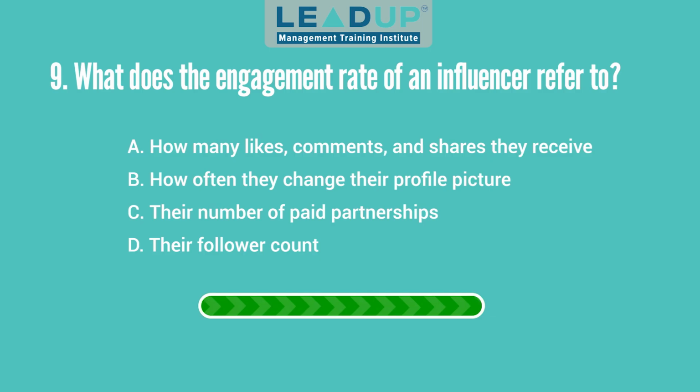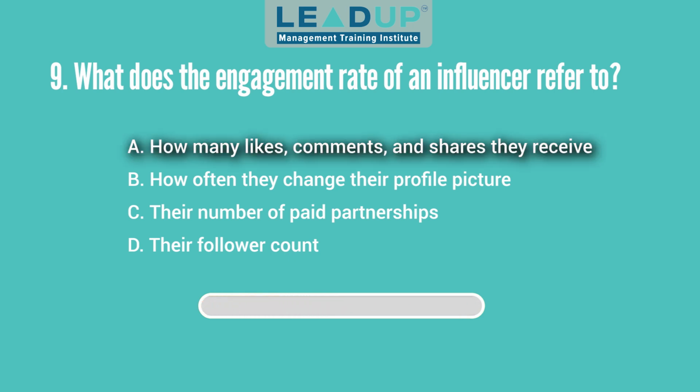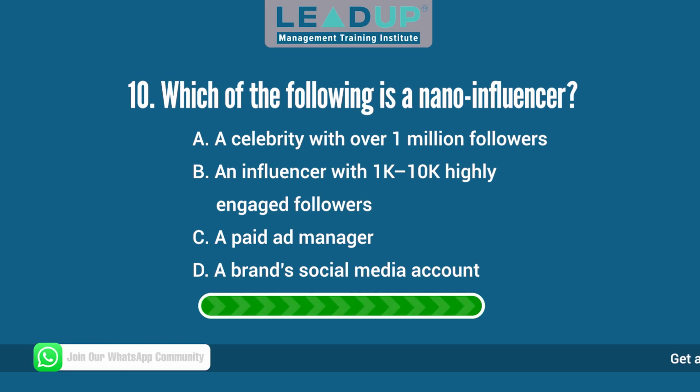Question 9. What does the engagement rate of an influencer refer to? A. How many likes, comments, and shares they receive. B. How often they change their profile picture. C. Their number of paid partnerships. And D. Their follower count. The answer is how many likes, comments, and shares they receive.